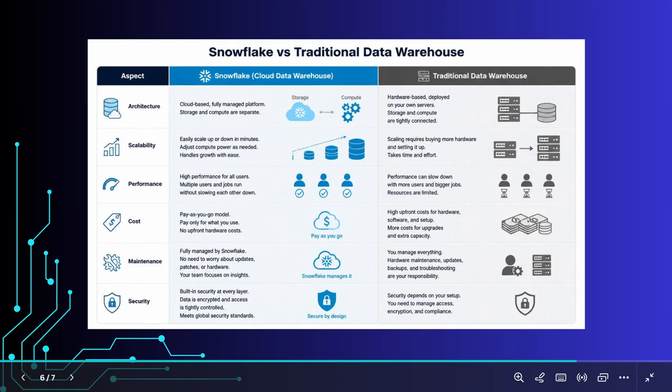In the next video, we will get hands-on creating your free Snowflake account and exploring the interface.